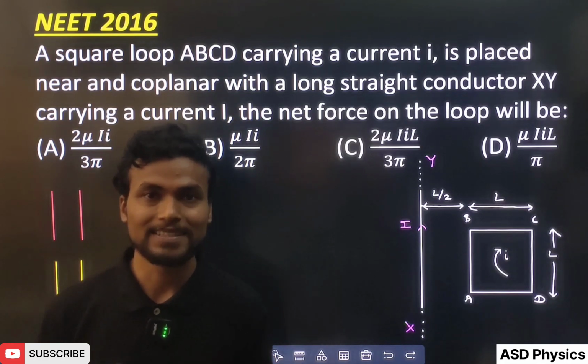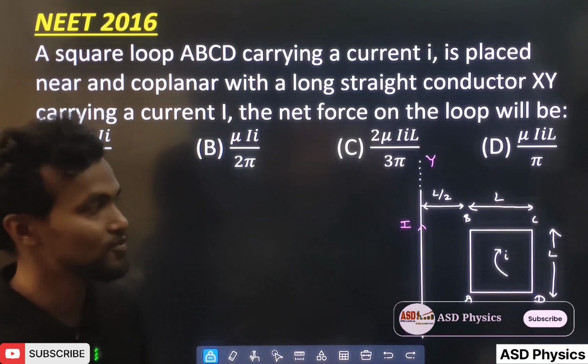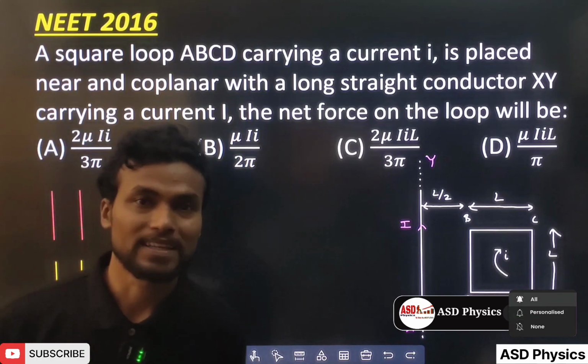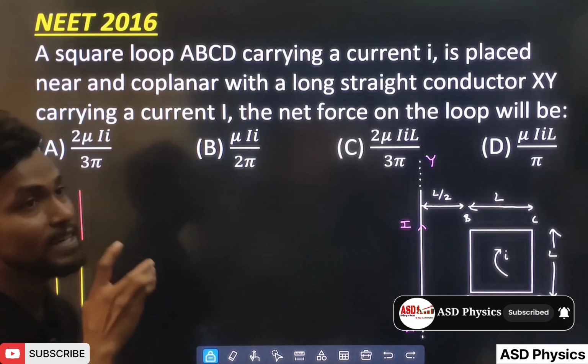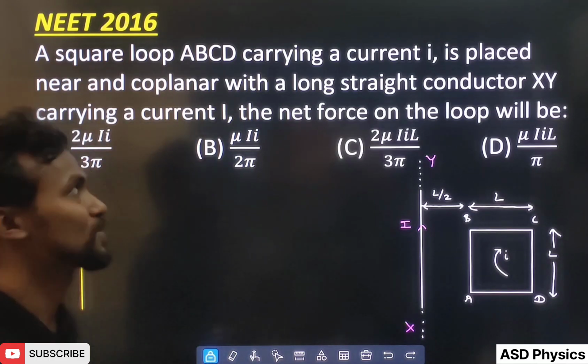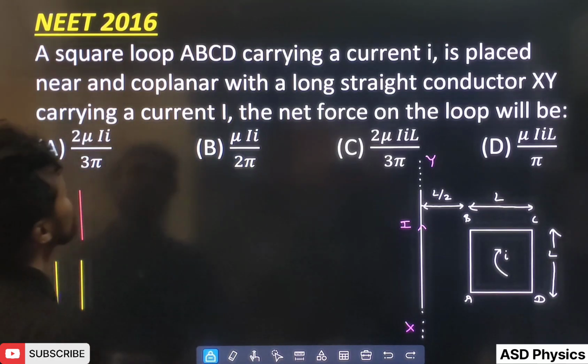So students, in this video we are going to solve a question from the chapter. You can guess very well by seeing the question: moving charges and magnetism. The concept behind this question is very important for the JEE Mains exam and the NEET exam also. So let's see this NEET 2016 question.